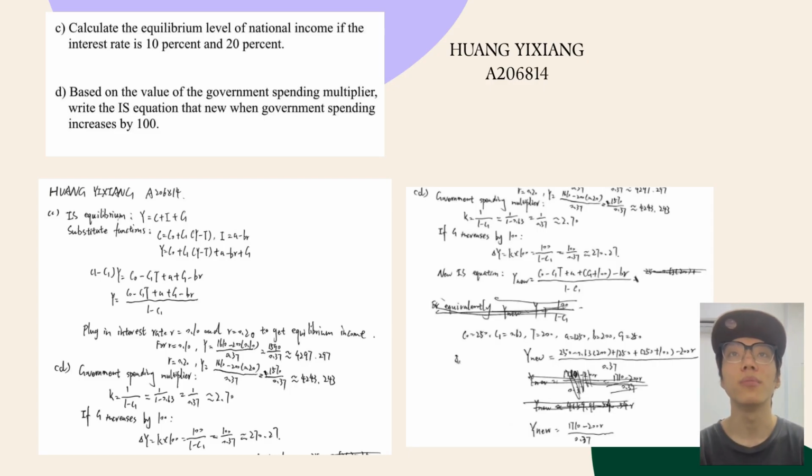In part D, government spending increases by 100. The multiplier is about 2.7, so output increases by about 270. We update the IS equation by adding 100 to the numerator. The new IS equation becomes Y new equals, numerator 1710 minus 200R, all over 0.37. This shows that higher government spending raises equilibrium output at any interest rate.